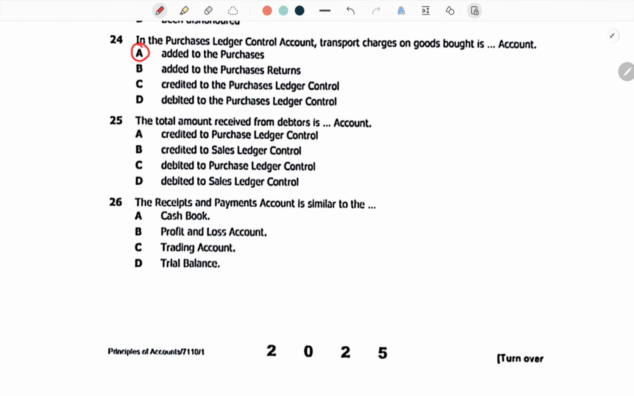The total amount received from debtors is dash account. Okay. The total amount received from debtors is, let me see, credited to the purchase ledger account, credited to the sales ledger account, debited to the purchase ledger account, debited to the sales ledger account. Okay, so the best answer is actually B. The total amount received from debtors is credited to the sales ledger control account.